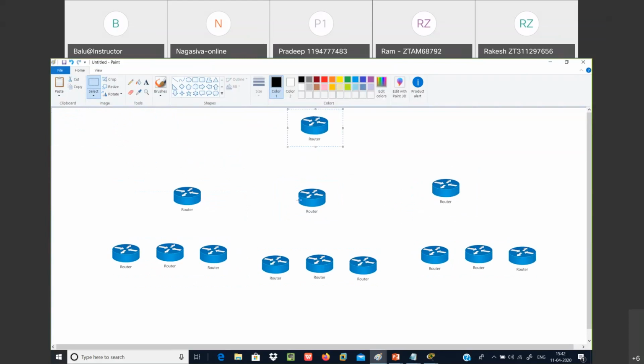Thinking about this diagram? Let me discuss the topology clearly now. Okay, let me explain it clearly.